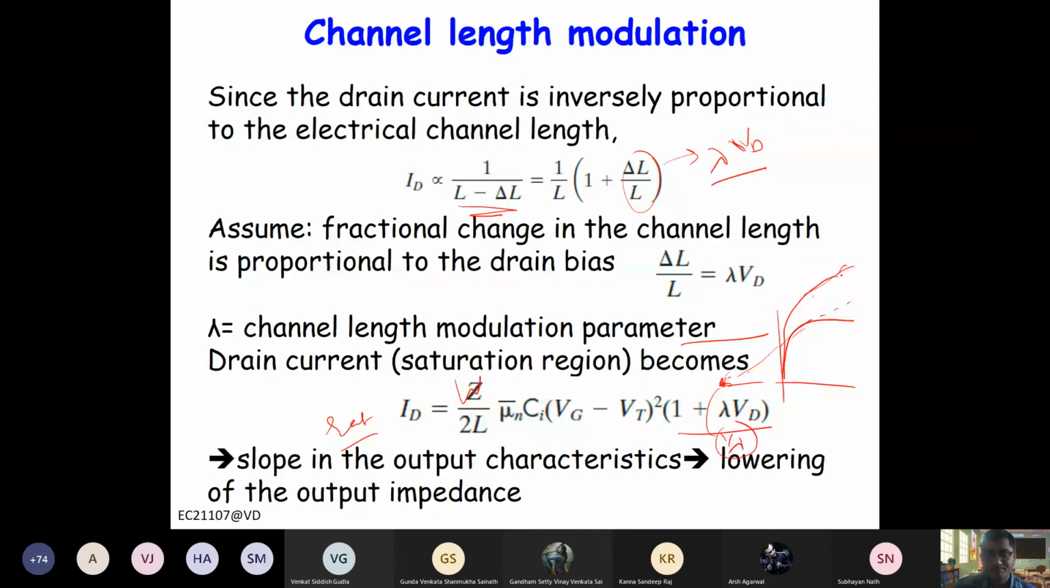This is ID versus VDS. So now your output impedance, which for flat output was infinite, will now be finite, right? So this basically lowers the output impedance.